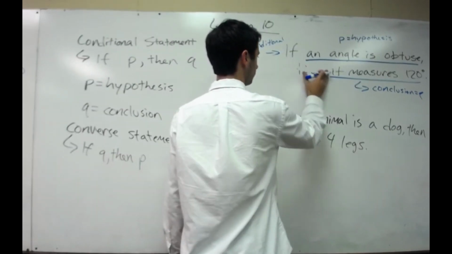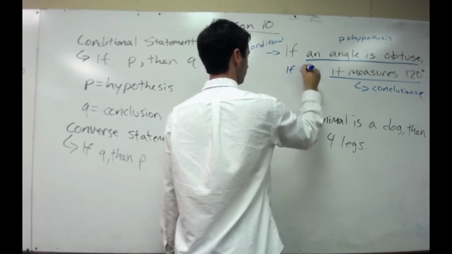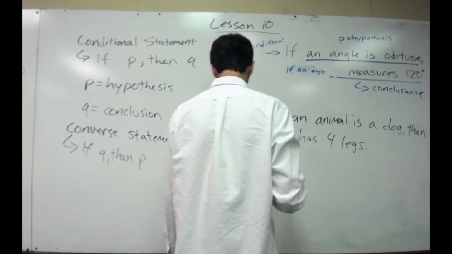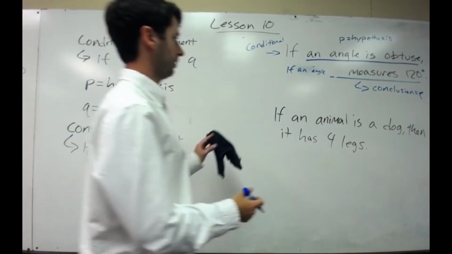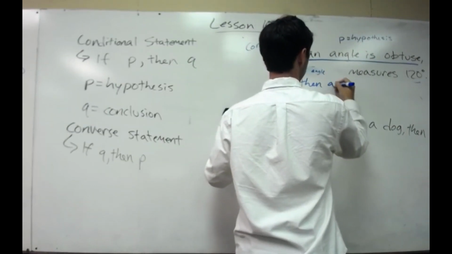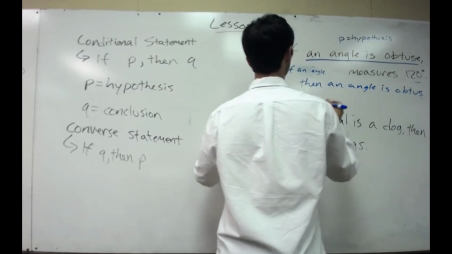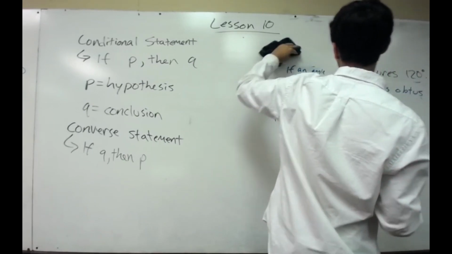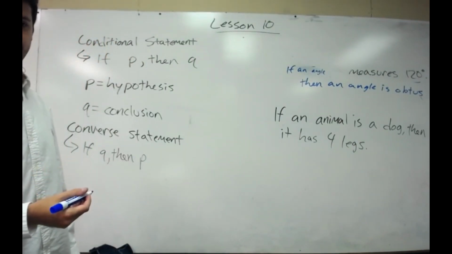If an angle measures 120 degrees, then an angle is obtuse. So we would simply switch them. We turned it from a conditional to a converse statement by switching the if P, then Q. And that's all you do for a converse.